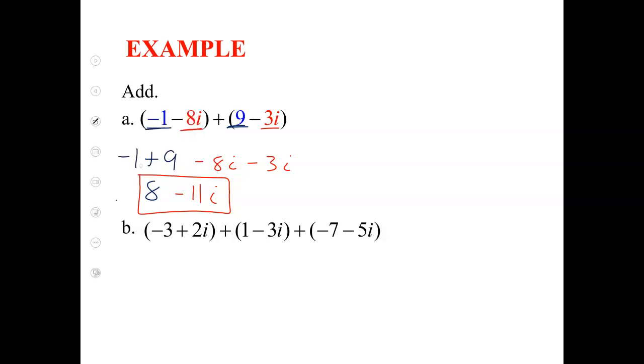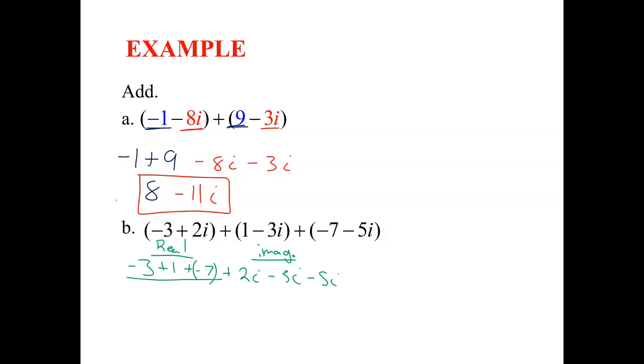So let's look at our second expression. I've got 3 complex numbers being added together. My real parts are what? What are my real numbers? -3 plus 1 and -7. Okay? Those are the real parts. The imaginary parts: 2i minus 3i minus 5i. Okay? 2i is positive, so we're adding it together. So we just combine our like terms.